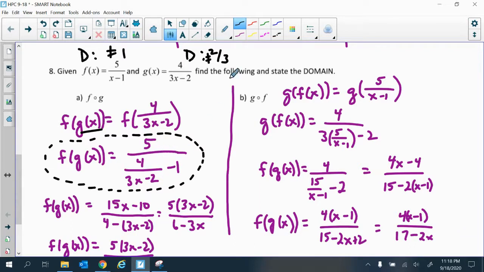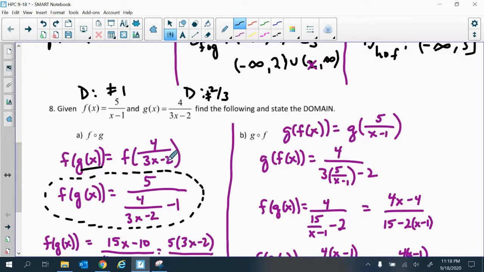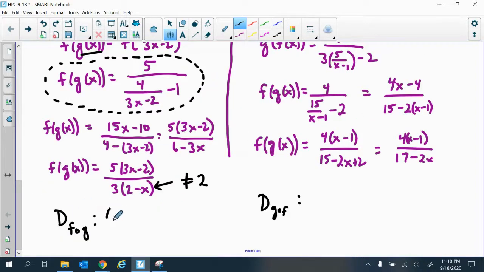And so not only can I not have 2/3, if I do a little bit of simplifying, what I see is that the denominator includes this 2 minus x. And so that means that I also cannot have 2, because if I substitute 2 in, I end up with a 0 in the denominator again. So I originally had a 2/3 restriction, and now I also have a 2 restriction. So this would be negative infinity to 2/3 union 2/3 to 2 union 2 to infinity. So everything except 2/3 and 2.